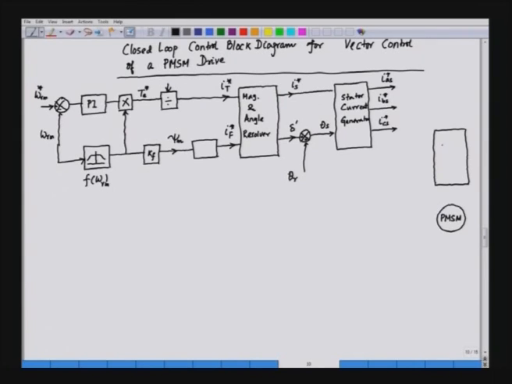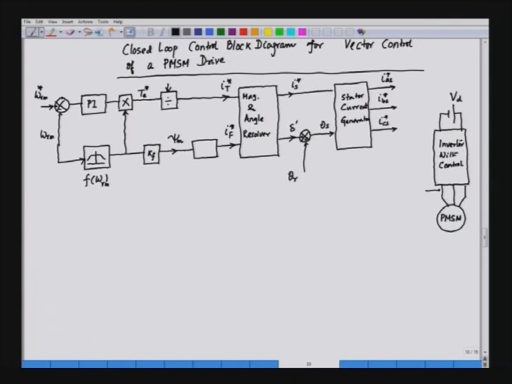So, 3-phase VSI with control, and we are feeding the stator of the PMSM drive, and this is of course fed from a DC link. So, we have a DC power supply here, VD, and we have phase A, phase B and phase C.